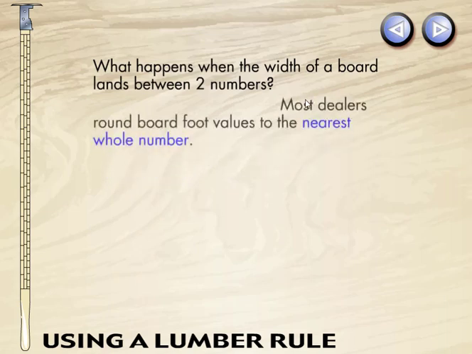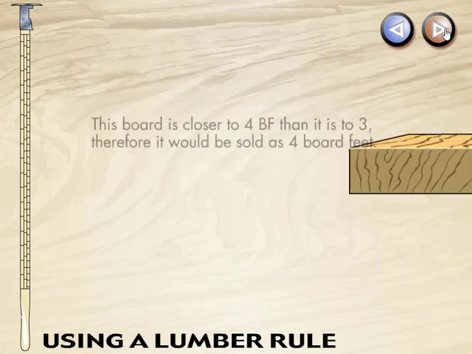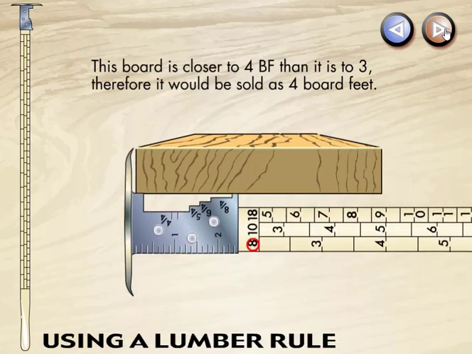What happens when the width of the board lands between 2 numbers? Most dealers round the board foot values to the nearest whole number. For example, any fraction of a half of a board foot or more is rounded up. Anything less than a half of a board foot is rounded down. This board is closer to 4 board feet than it is to 3. Therefore, it would be sold as 4 board feet.